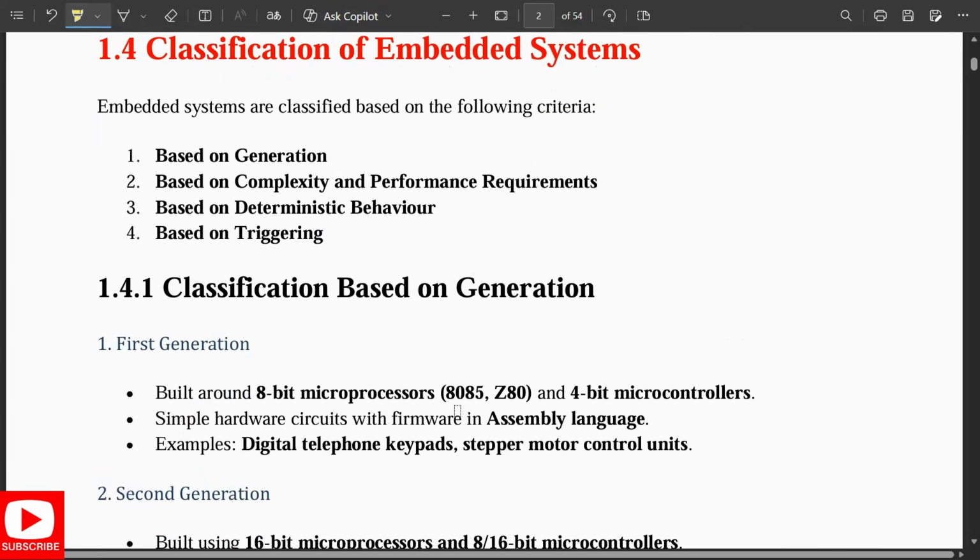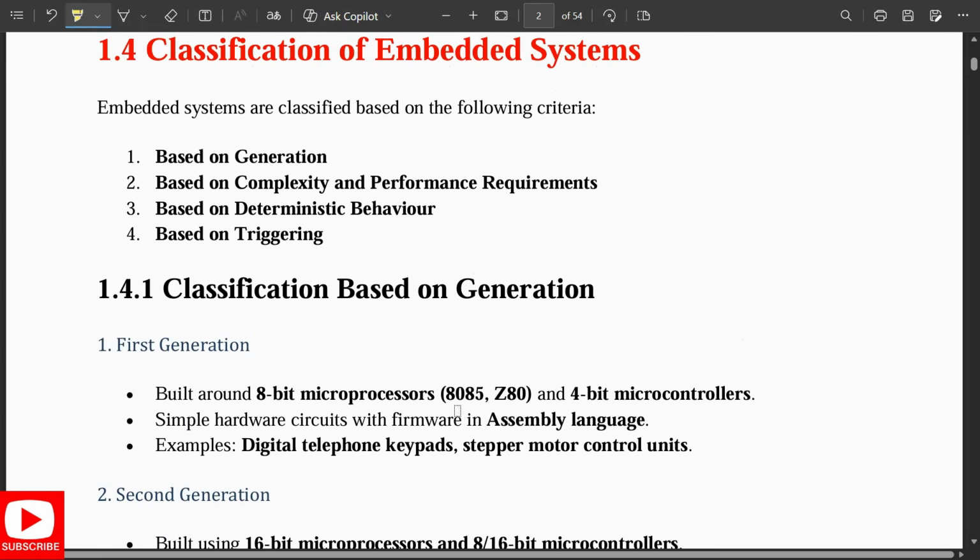Next, we will move on to the classification of embedded systems. Mainly they are classified based on four categories. One is based on the generation, second is based on complexity and performance requirements, third is based on deterministic behavior, and fourth is based on triggering. The first one is based on the generation.